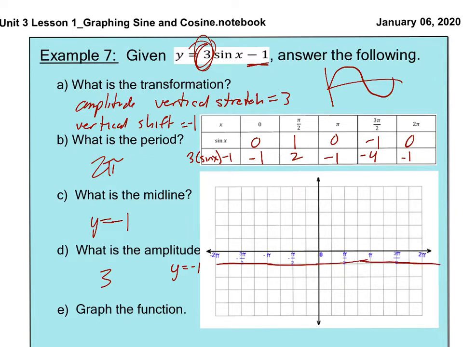But now what's it look like? Well, I'm at -1. At pi over 2, I'm now at 2. At pi, I'm back to 0. At 3 pi over 2, I'm down here to -4. And I'm back to here. So it's going to look like this.